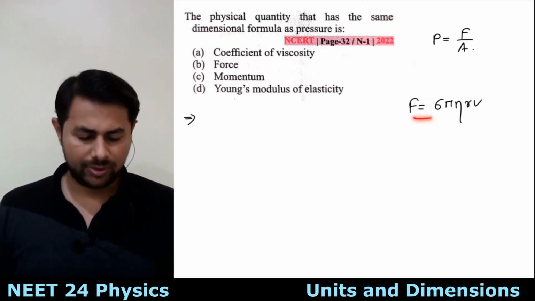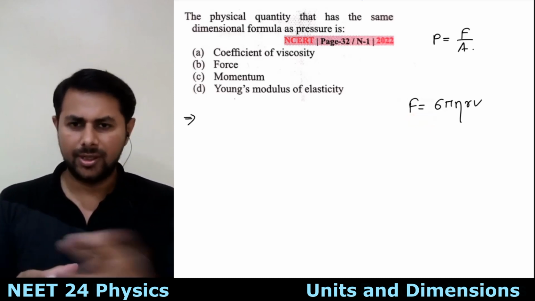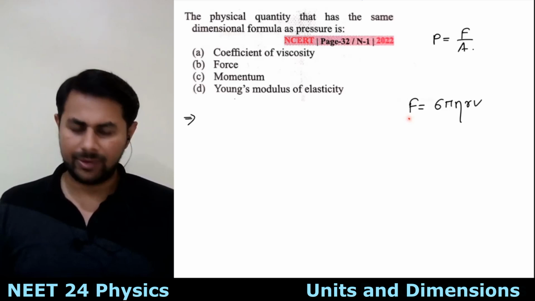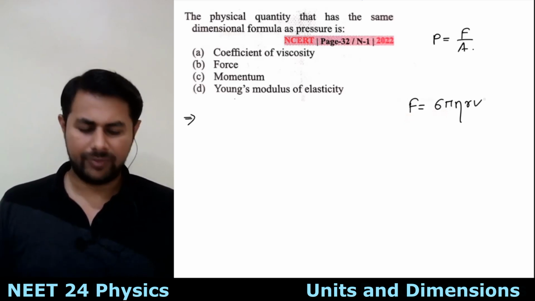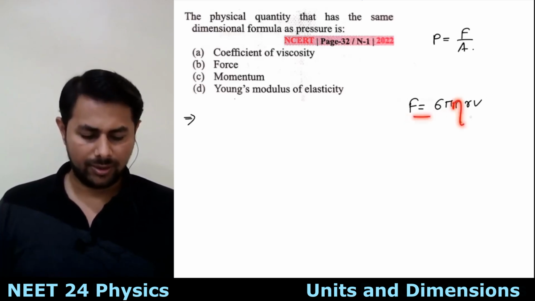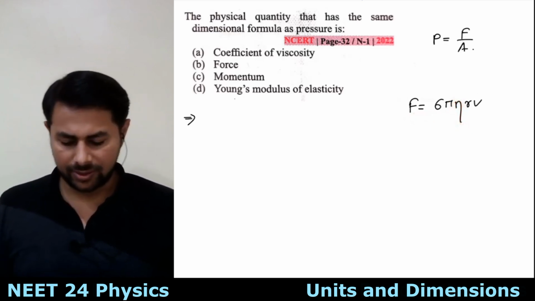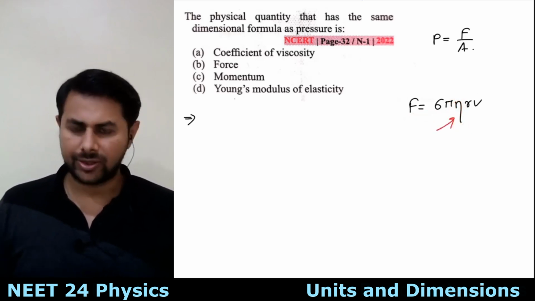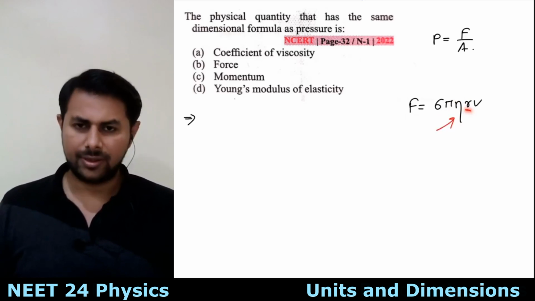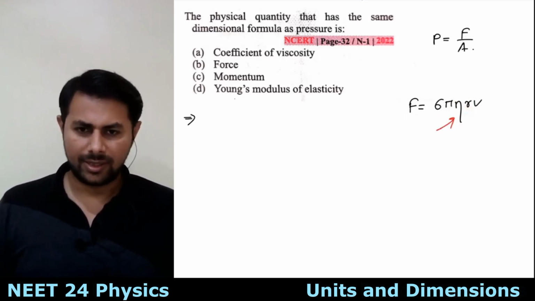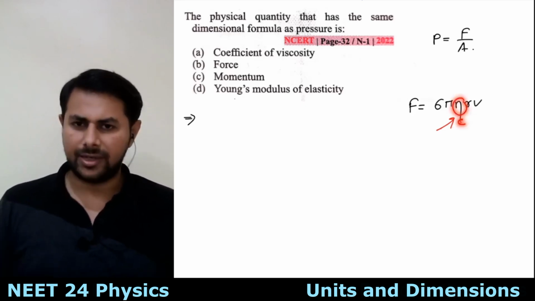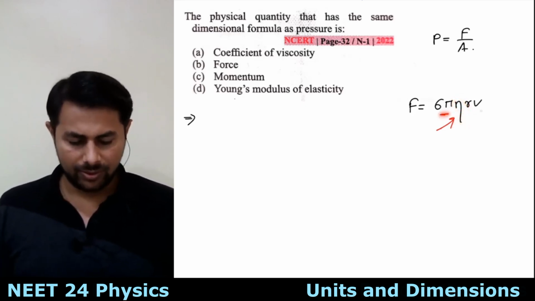So this is the force acting on, suppose a ball is moving in a fluid, a liquid, force acting on that, F is equal to 6 pi eta RV. This is Stokes' law. So there you have eta. Eta is called the coefficient of viscosity. R is the radius and V is the velocity, right? So we can find out its dimensions using this formula.